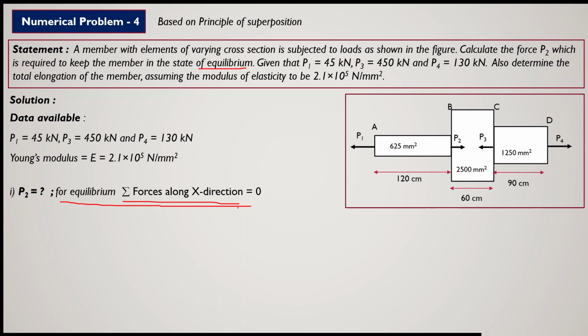Now for equilibrium, we take the sum of all the forces along the x direction, because forces are acting only along the x direction. If we consider this as the x direction, in the summation of forces along the x direction, we have to find out the value of this force P, which will keep the whole specimen or member in equilibrium. So let me remove it.